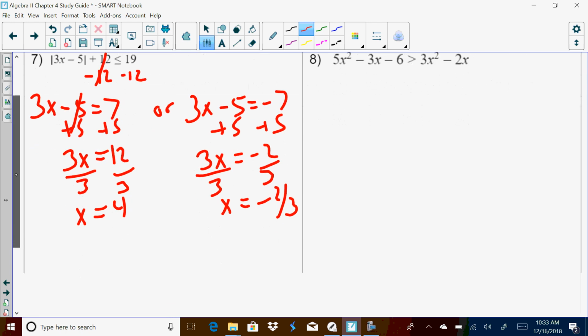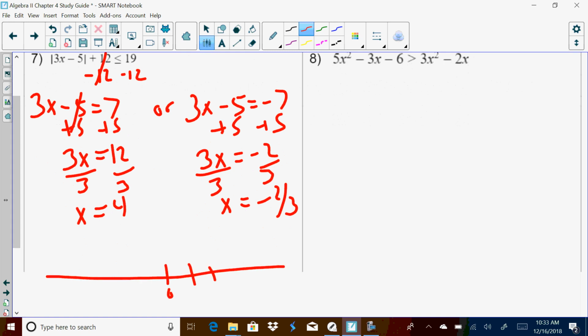In order to figure out what the actual solution is, I have to graph it and use my boundary points. So it's a closed circle at 4 and a closed circle at negative 2/3. So I use 0 to plug back in. When I plugged back in 0, I got 9 minus 5, which is 4, so 14 is less than or equal to 19, so it was true. I plugged in negative 1. 3 times negative 1 minus 5 is negative 8, and the absolute value gives 8, plus 12 is 20, which is not less than or equal to 19. So this side did not work when I plugged in negative 1.